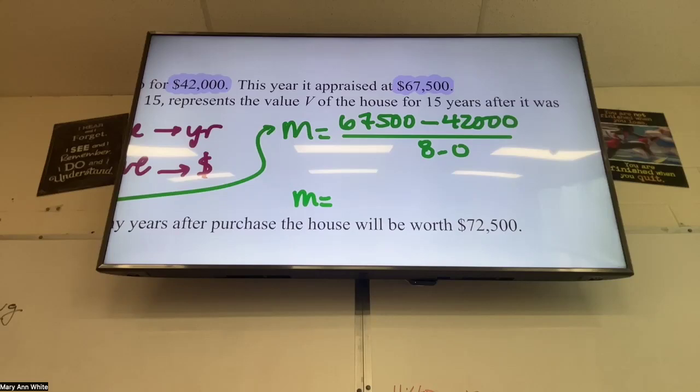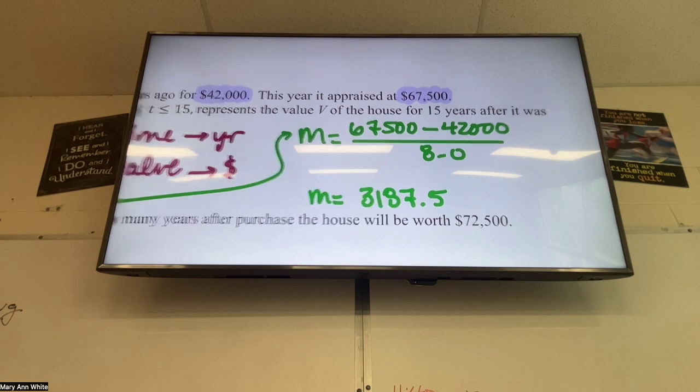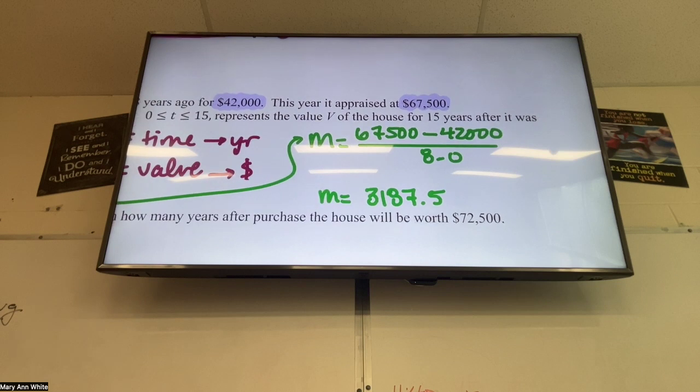When I subtract that out, when I work it out, I am getting a decimal. I get 3,187.5. I will switch to my calculator, but I don't have it toggle back and forth yet, so just trust me on that one. That's my slope.